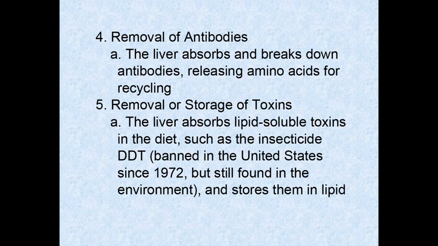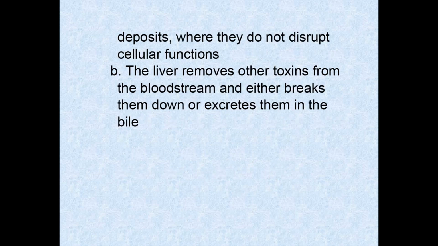Fourth is removal of antibodies. The liver absorbs and breaks down antibodies, releasing amino acids for recycling. Fifth, removal or storage of toxins. The liver absorbs lipid-soluble toxins in a diet, such as DDT, and stores them in lipid deposits where they do not disrupt cellular functions. The liver removes other toxins from the blood and either breaks them down or excretes them in the bile.